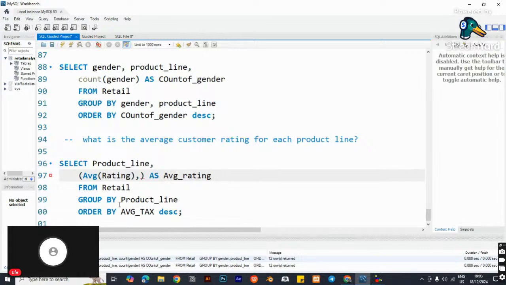From retail, group by product line, all right, and order by average rating. So, okay, let's get rid of this.